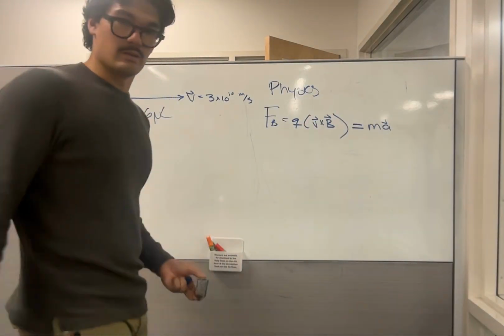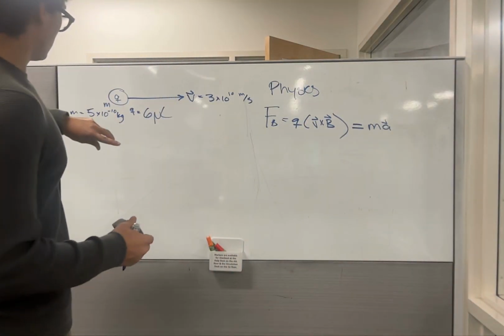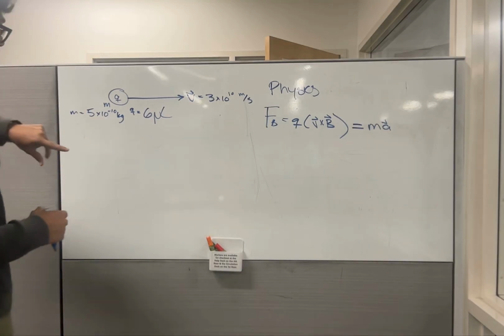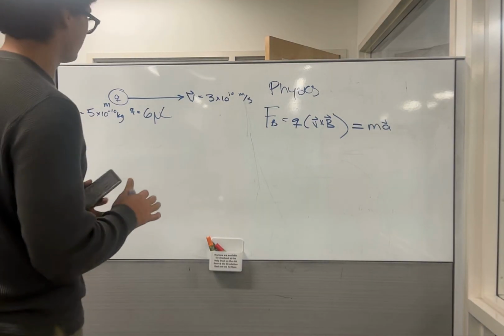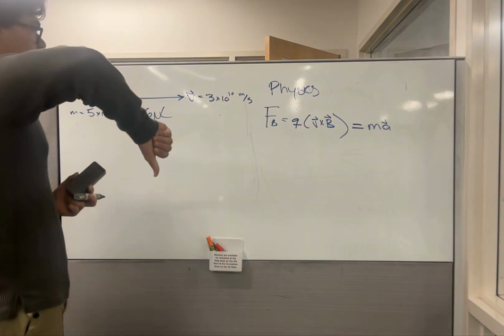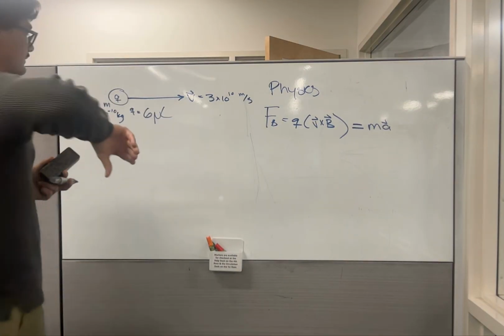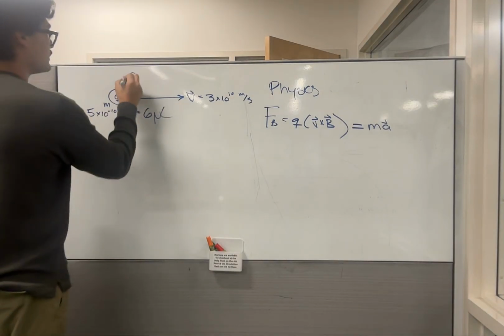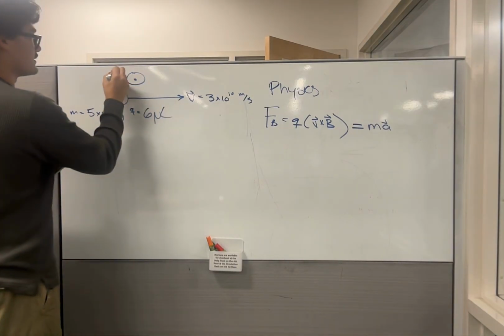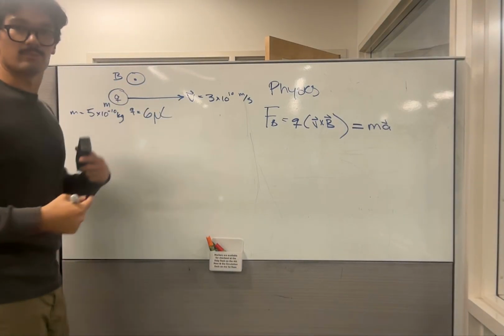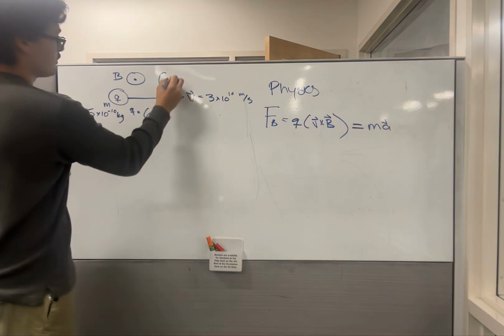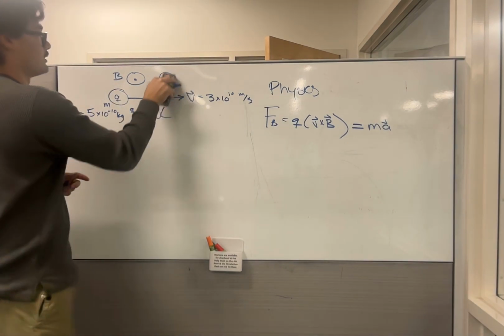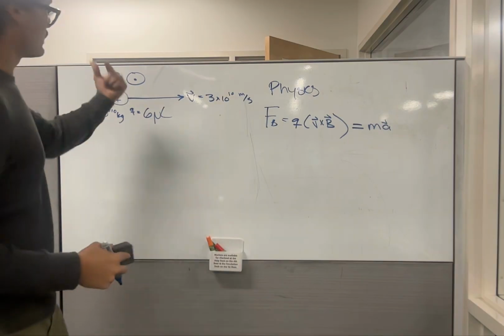Let's also determine, I want the force. So let's say that the magnetic field is pointing out of the board. This dot represents the magnetic field pointing out of the board. If it were into the board, it'd be like this, but we're doing out of the board. So it's pointing straight out.